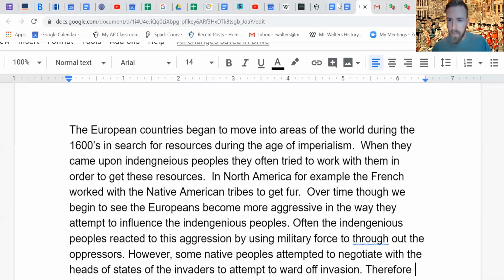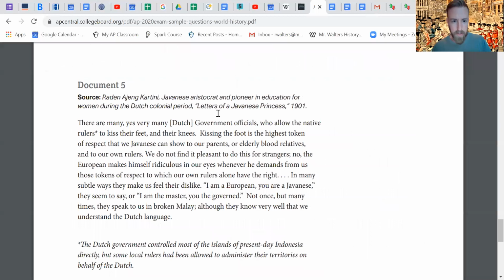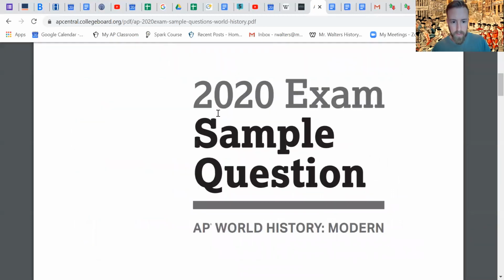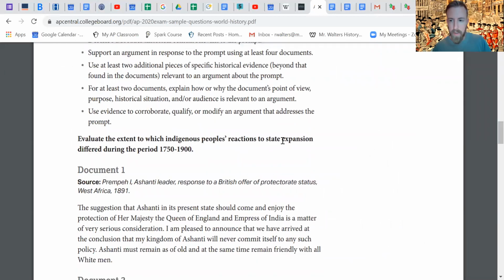Let me go back to what the prompt said. At the therefore statement, make sure that you're addressing that prompt directly, so that you show them that's specifically what you're responding to. Sorry, the prompt was how people reacted to state expansion differed. Okay.